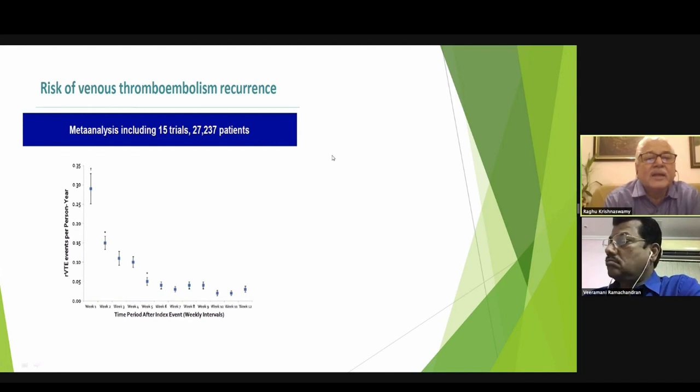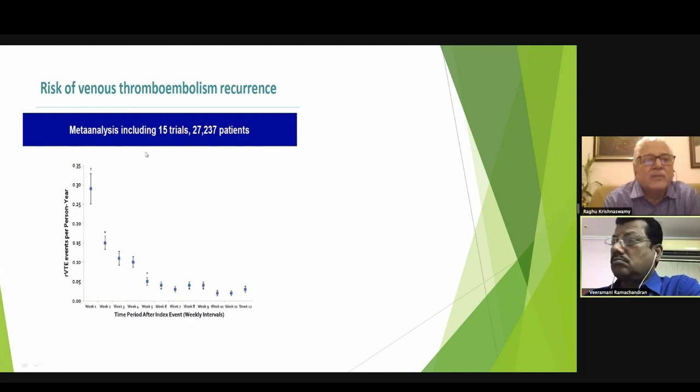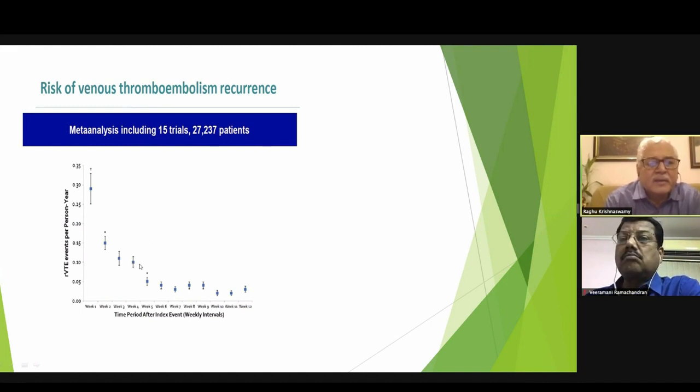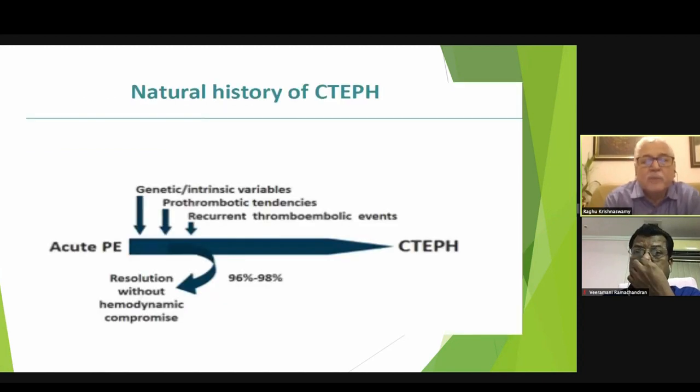Now, this is a meta-analysis of 15 trials and 27,000 patients. It shows that the incidence of recurrence of venous thromboembolism is highest in the first few weeks, or even up to the first 2 or 3 months. So this should always be taken into account with more periodic follow-up.